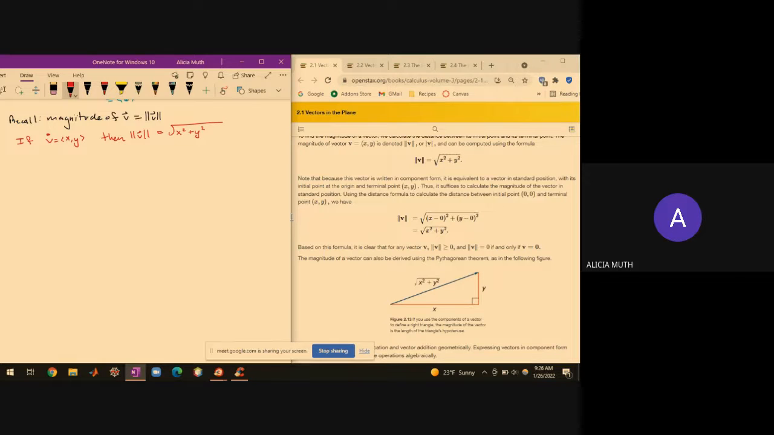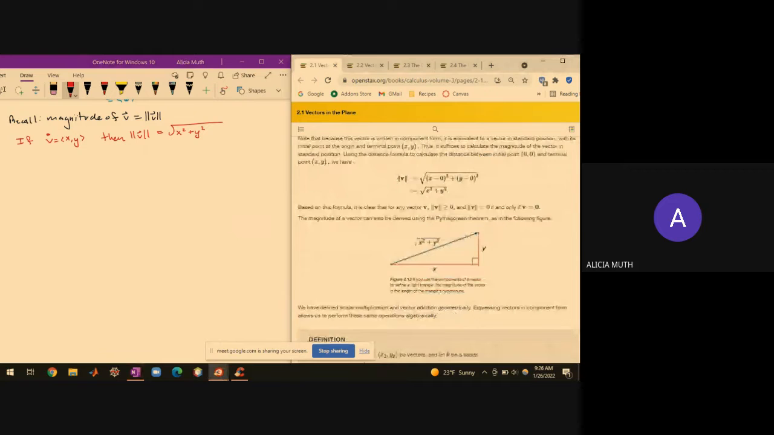So note that because this vector is written in component form, it's equivalent to a vector in standard position, with its initial point at the origin and terminal point with coordinates x, y. It suffices to calculate the magnitude in standard position using the distance formula to calculate the distance between the initial point and the terminal point. This is what we end up with.